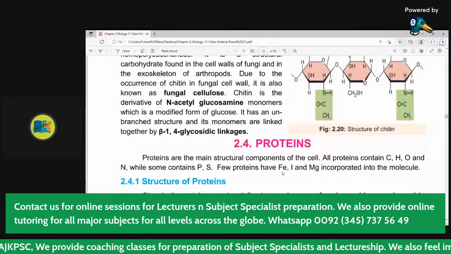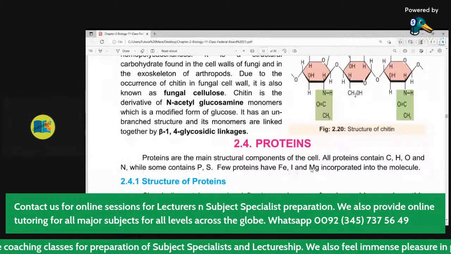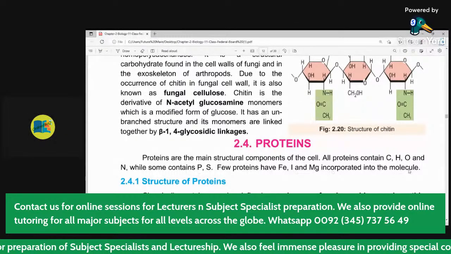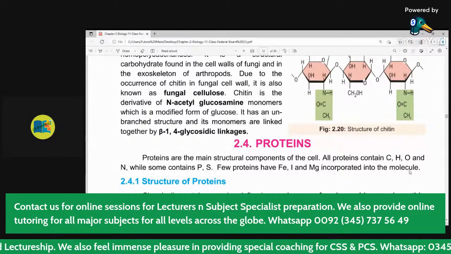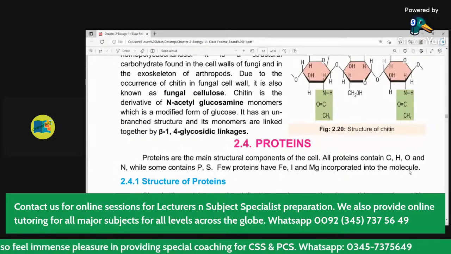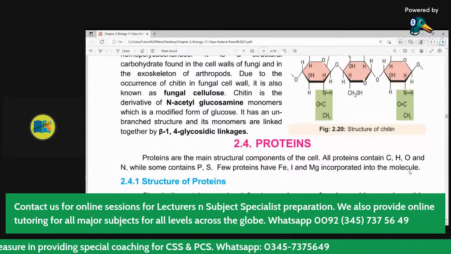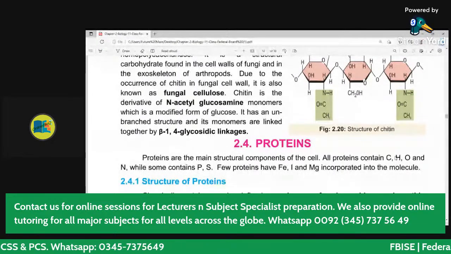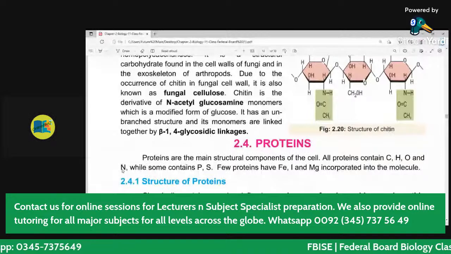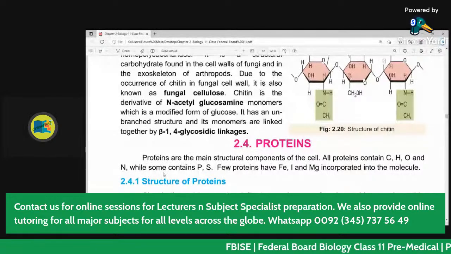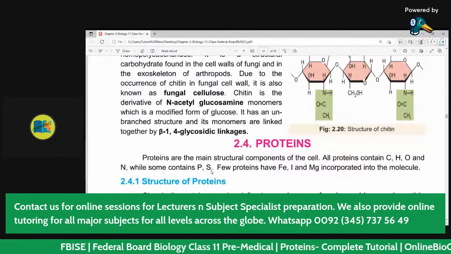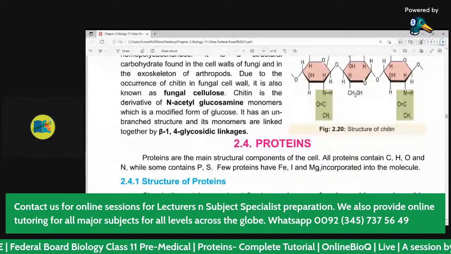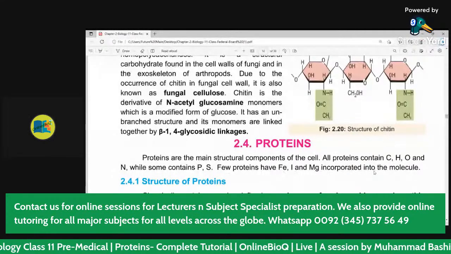Few proteins have iron, iodine, and magnesium incorporated into the molecule. So, all proteins contain four basic, compulsory elements: carbon, hydrogen, oxygen, and nitrogen, while some contain phosphorus and sulfur. Similarly, there are few proteins that have iron, iodine, and magnesium incorporated into the molecule.